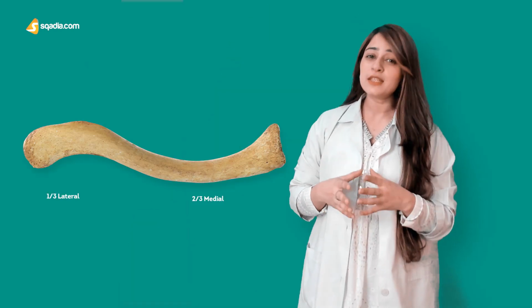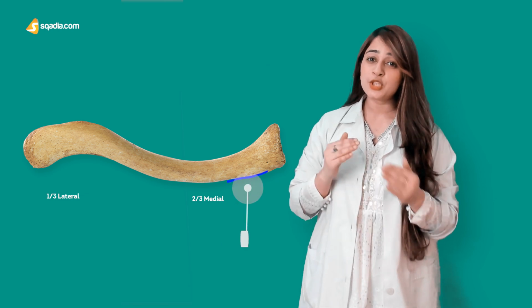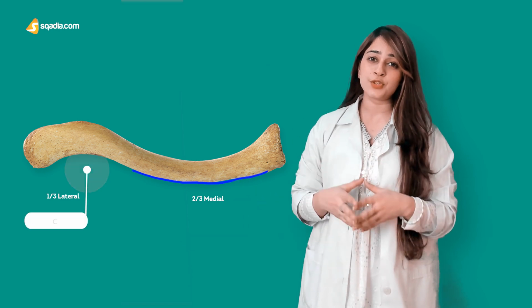The second thing you can do is to see the anterior surface of the medial two-thirds, which should be convex. However, the anterior border of the lateral third should be concave.